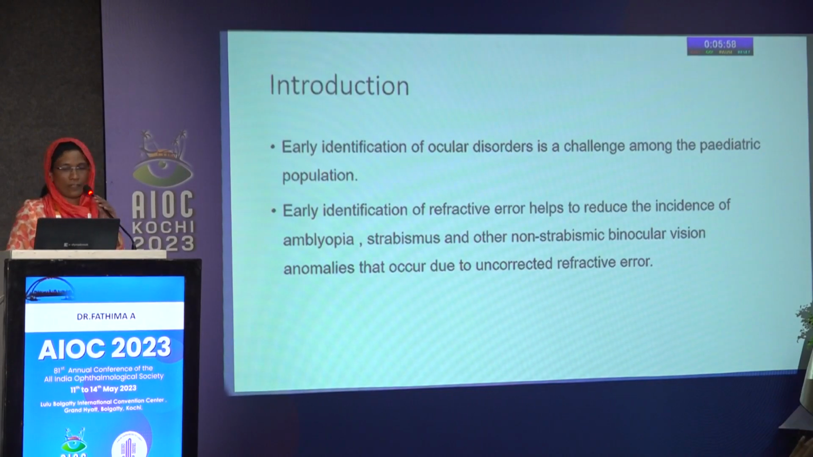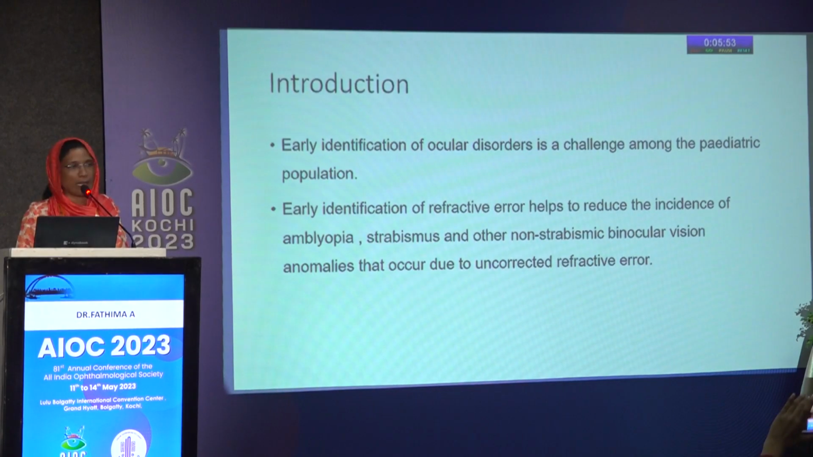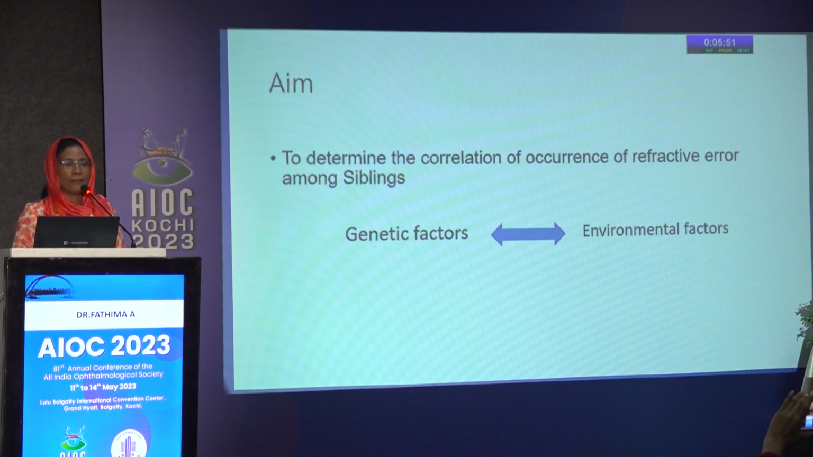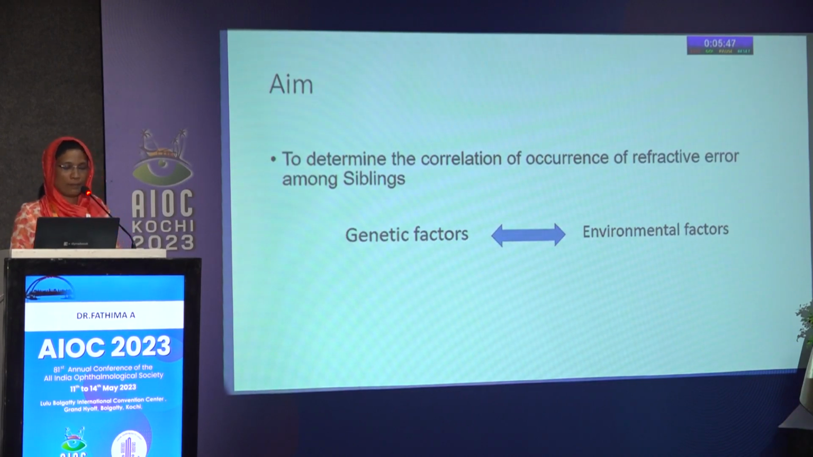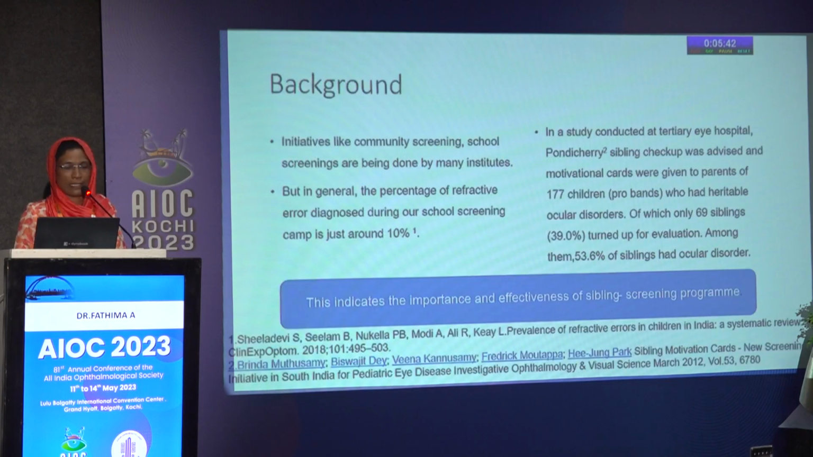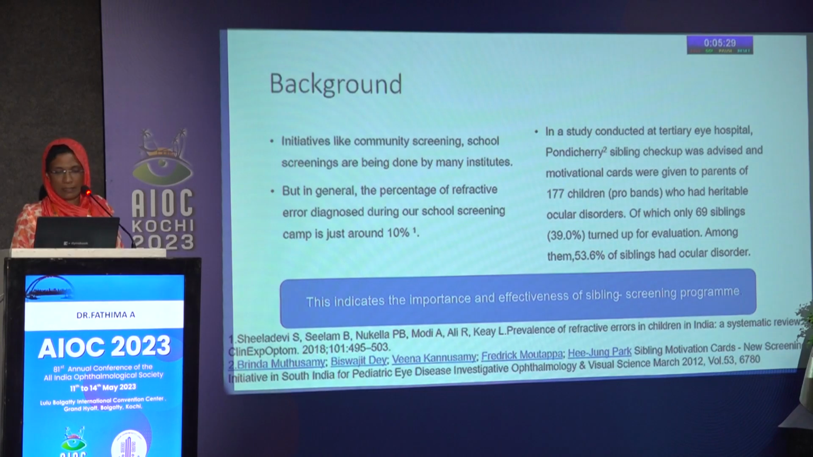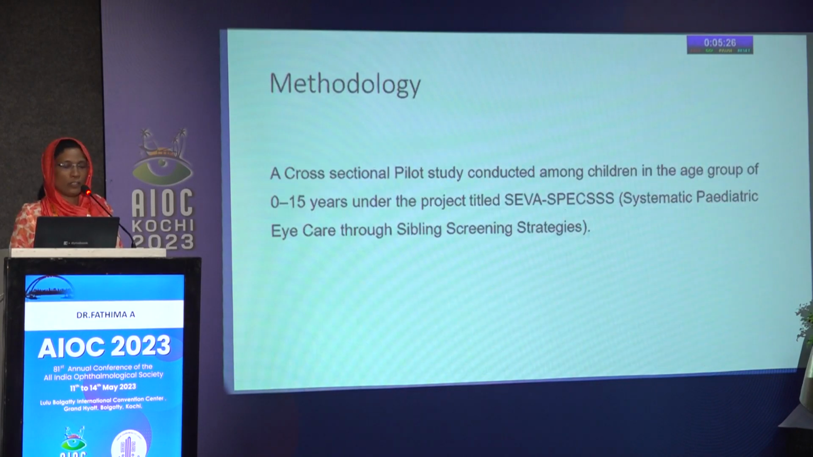Early identification of refractive error among pediatric patients helps to reduce the incidence of amblyopia, strabismus, and non-strabismic binocular vision anomaly. Our aim is to determine the correlation of occurrence of refractive error among siblings. The areas we focused on were genetic factors and environmental factors. Background: in school screening, 10% of the children are noted to have refractive error. But in sibling screening, a study conducted in Pondicherry revealed 58.6% of siblings had ocular disorder.